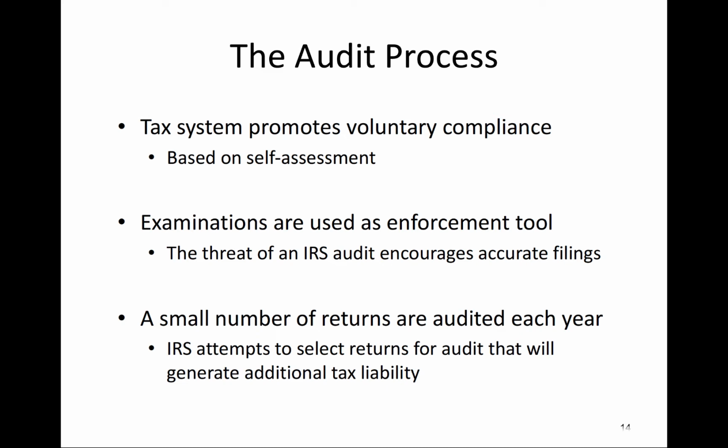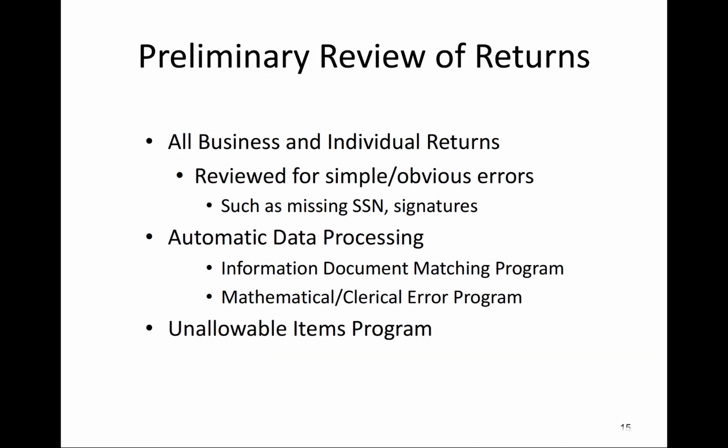Now, only a small number of returns get audited each year. I'm going to explain how exactly that's determined in a general sense. So the preliminary review of returns: all business and individual returns are reviewed for simple, obvious errors such as a missing social security number or signatures. With technology and submitting online, e-filing, it makes it a lot easier. In the past, you would have to paper file, and then the IRS would basically scan your returns, and it would go into a system.